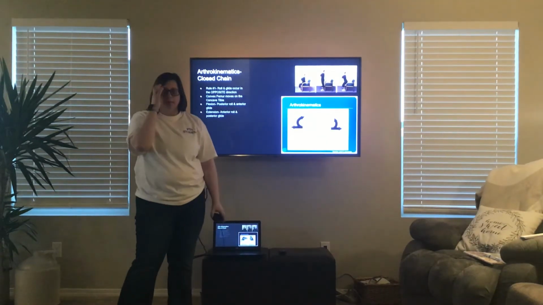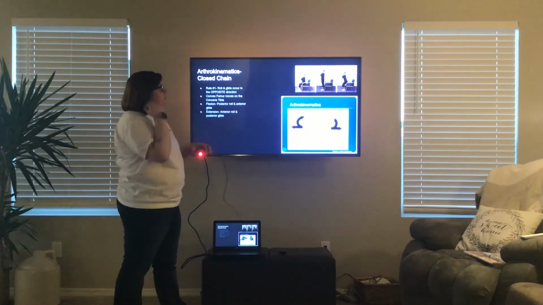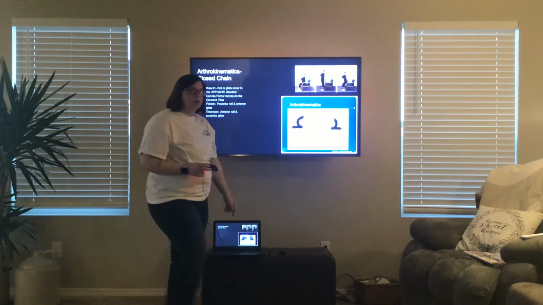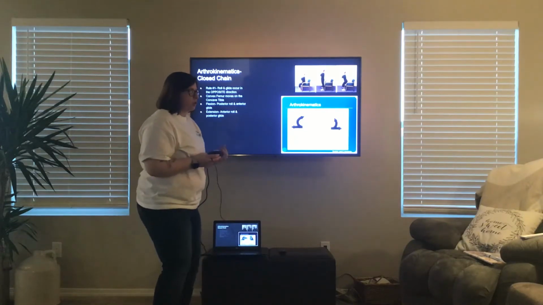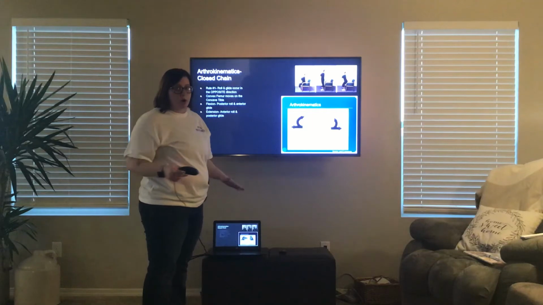So talking about arthrokinematics, you have your closed chain and your open chain. Like Dan was saying before, you can see in this picture her doing a sit to stand and really trying to sit on the edge. That way you can use your lower extremity to get yourself up instead of your arms.